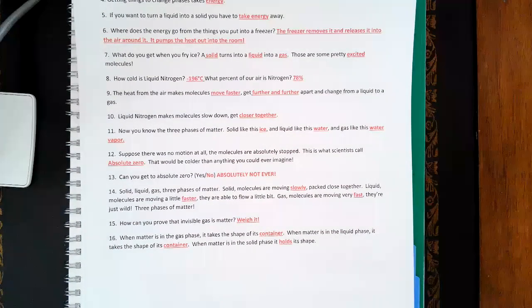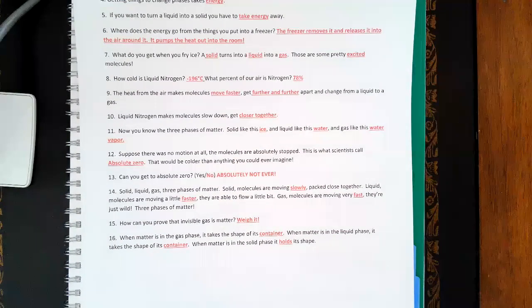When matter is in the gas phase, it takes the shape of its container. So think about a balloon, right? I blow up the balloon, and that air takes the shape of that balloon. The liquid phase is also going to take the shape of its container. So think about filling up your cup of water, right? That water takes the shape of whatever cup you put it in. But a solid is going to hold its shape.